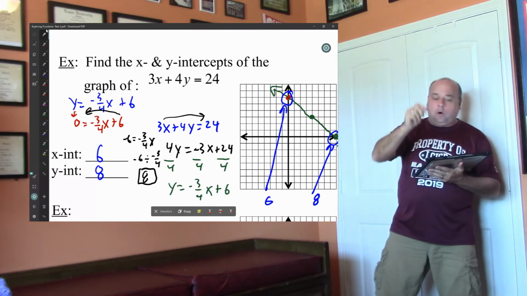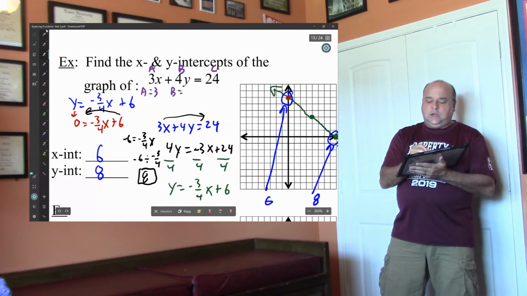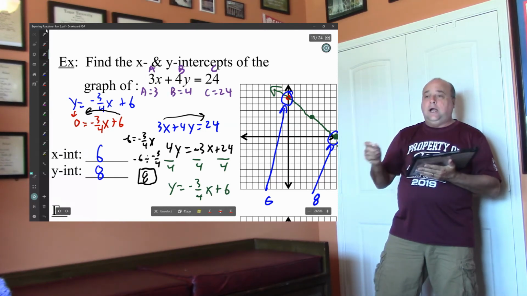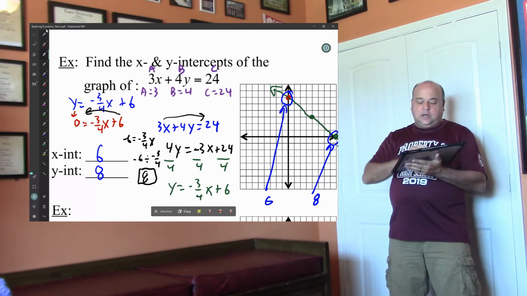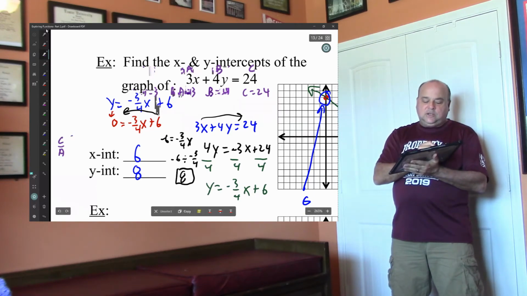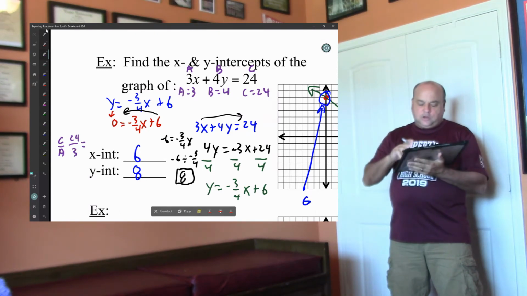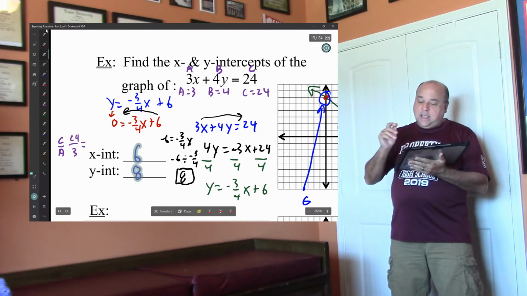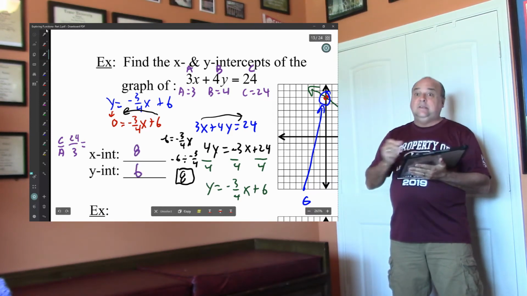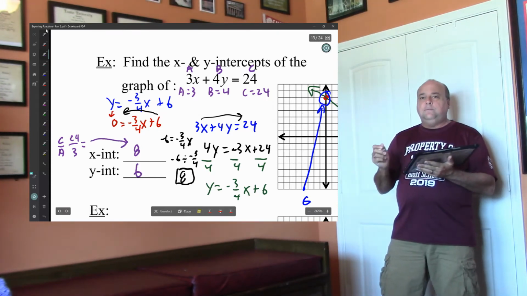Now then, the more powerful way to do this, write down a, b, and c. A is equal to 3, b is equal to 4, c is equal to 24, right? And remember from the notes you did yesterday, your x-intercept is c over a. So my c is 24, my a is 3. And guess what, I'm sorry, I got this backwards. The x-intercept is 8 and the y-intercept is 6. I did that on purpose to see if you're paying attention. 24 divided by 3 is 8.